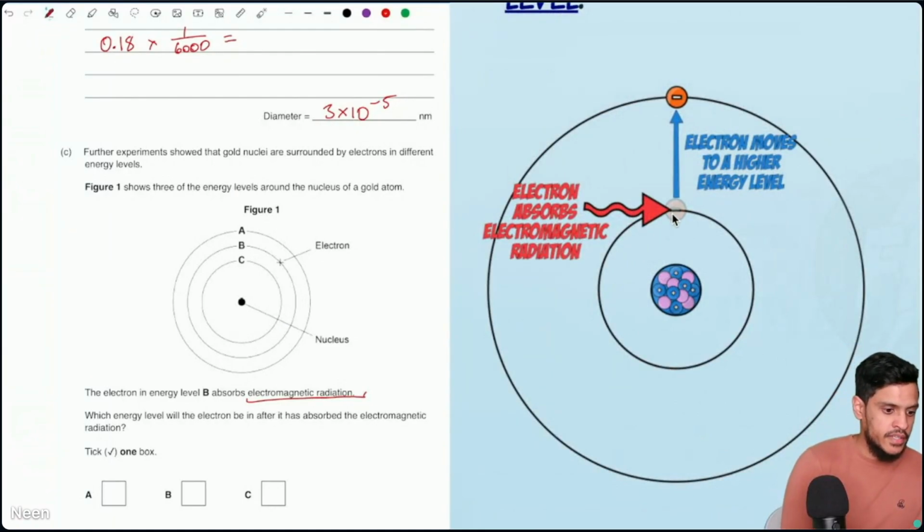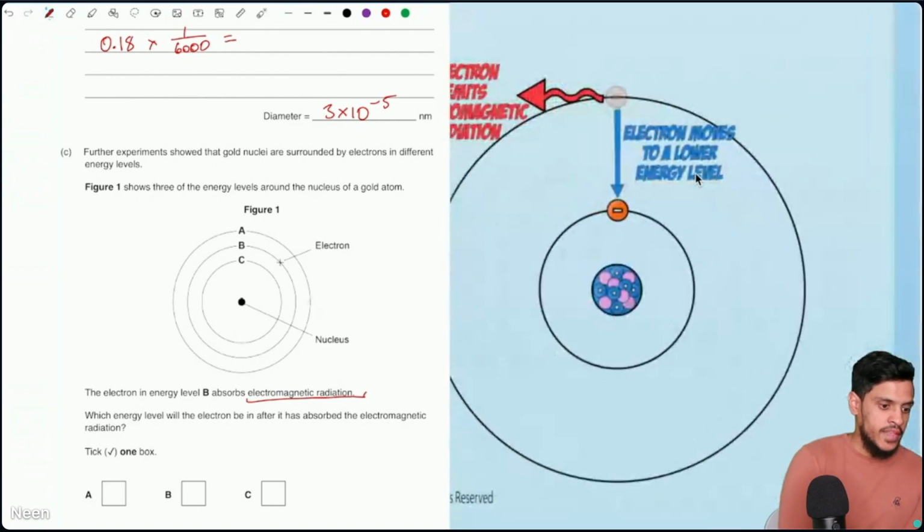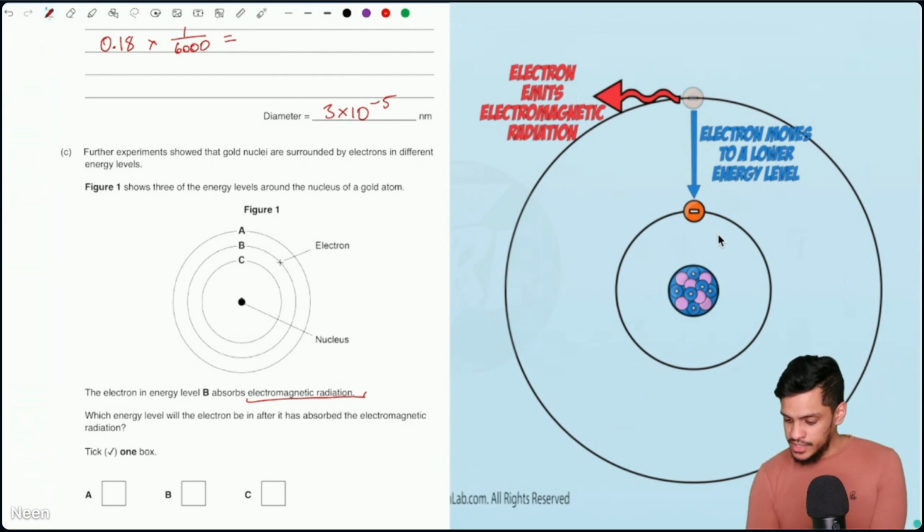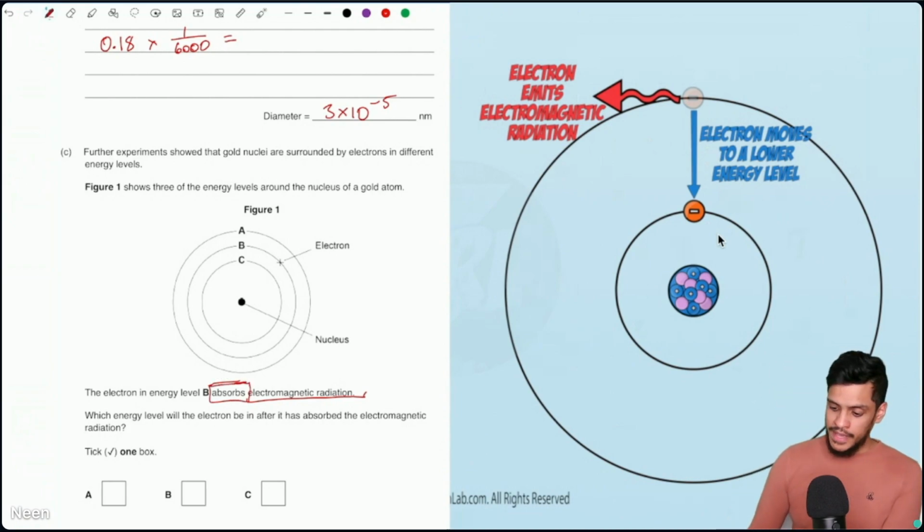And that causes it to go up an energy level. It's basically gained energy from that electromagnetic radiation, which has caused it to go up. But if it was to do the opposite, if it was to emit electromagnetic radiation, it will lose energy and it will go down an energy level. So this question is saying it absorbs. That's the key word. If it says emits, then, Harry, the answer would be A.